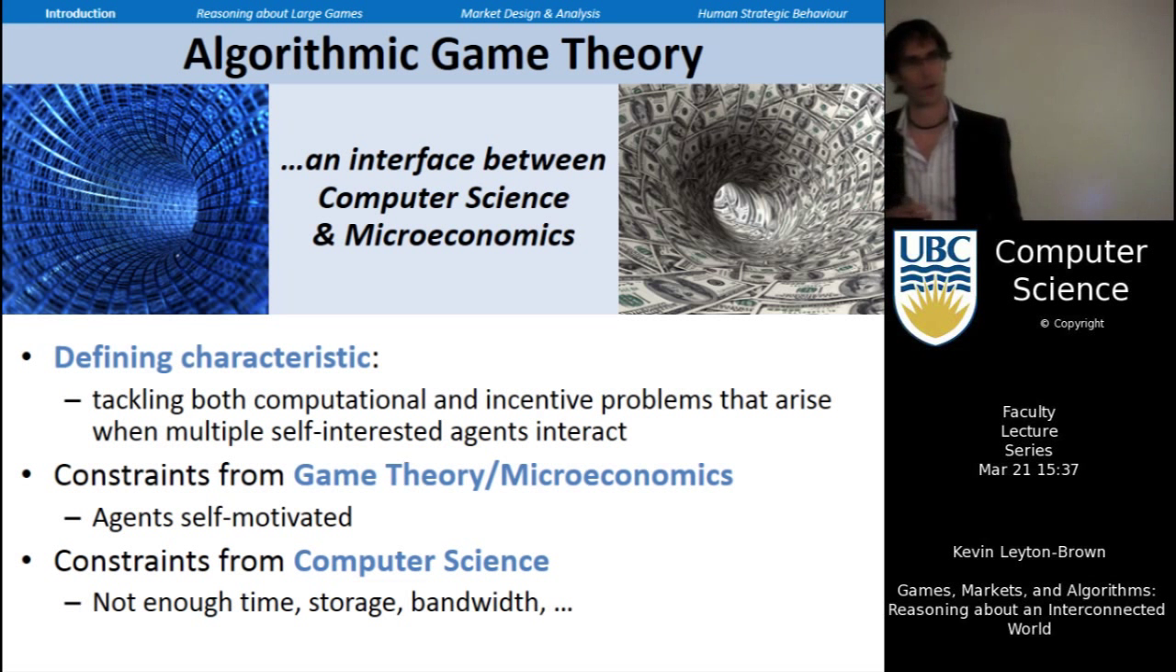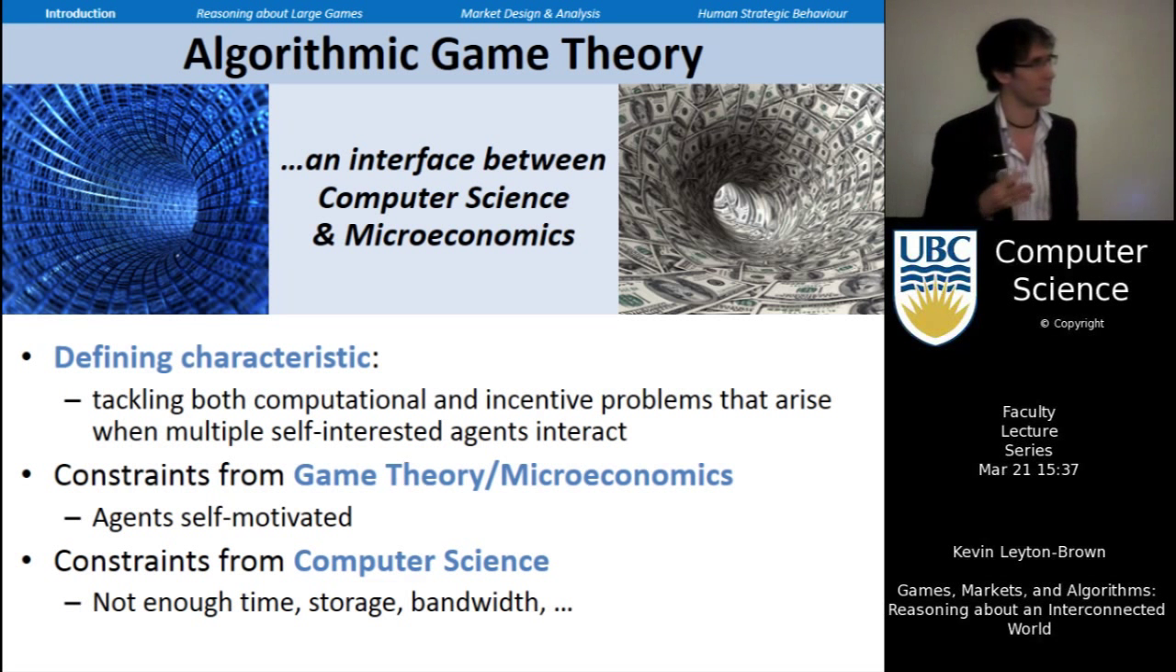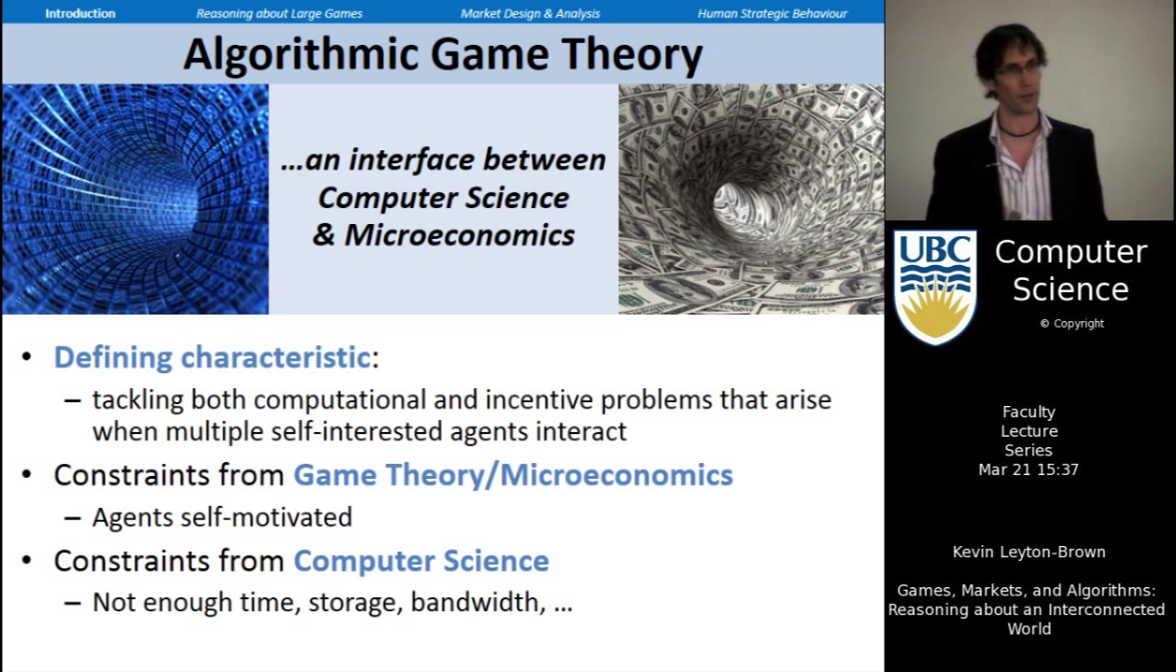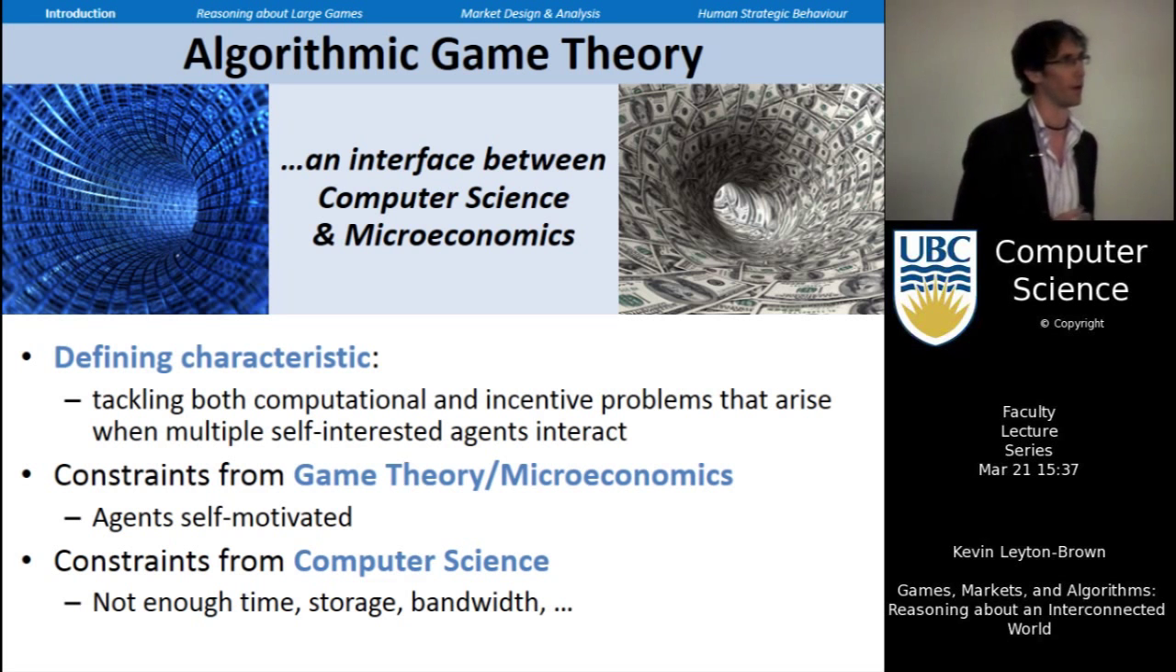And the constraints we take from computer science are, in a sense, the constraints we always have in computer science, which is resource constraints. There's never enough time, storage, or bandwidth to accomplish whatever we want to accomplish, and so we have to think carefully about how to make good use of the resources we do have.